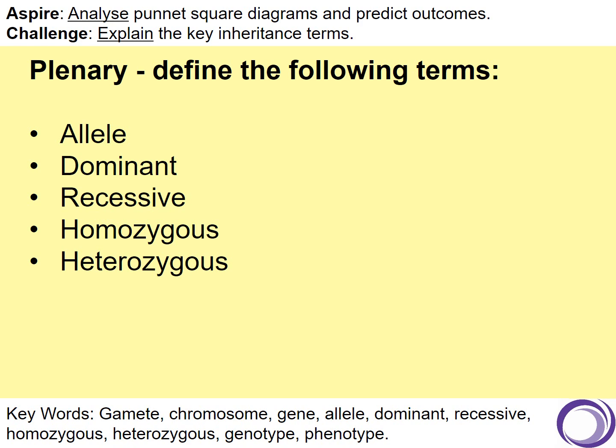Homozygous then, both alleles are the same. So they have two identical alleles. Could be homozygous dominant, could be homozygous recessive, but the alleles are the same. And heterozygous are individuals which have different alleles, represented by one capital letter and one small letter.